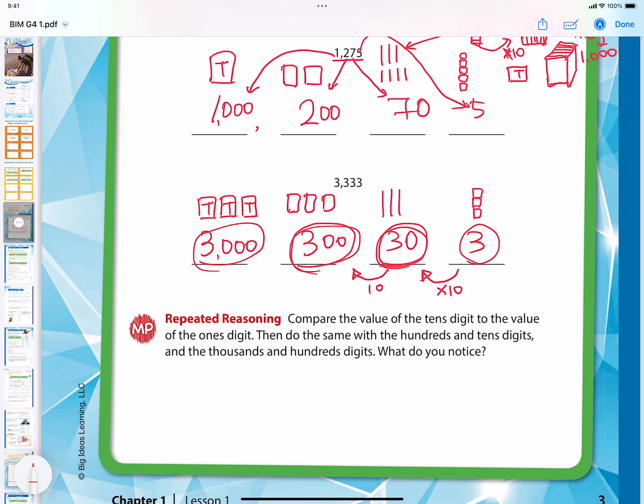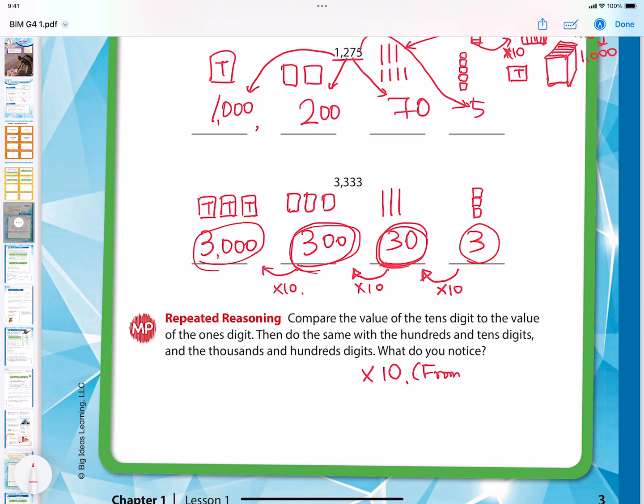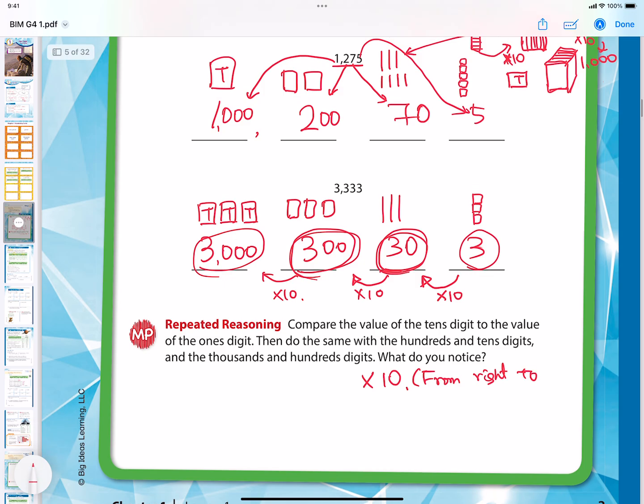Can you see the pattern? Yes. That's the pattern that we found. 3 times 10 is 30. 30 times 10 is 300. 300 times 10 is 3,000. So how are you going to write it? Multiply by 10. I'm going to write it here from right to left. All right, let's move on.